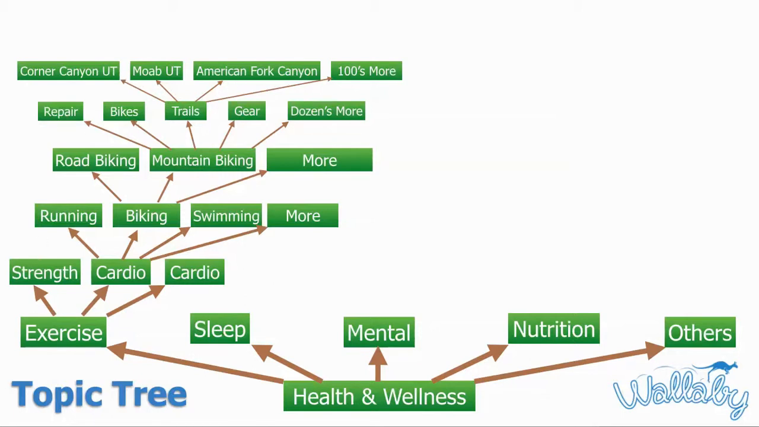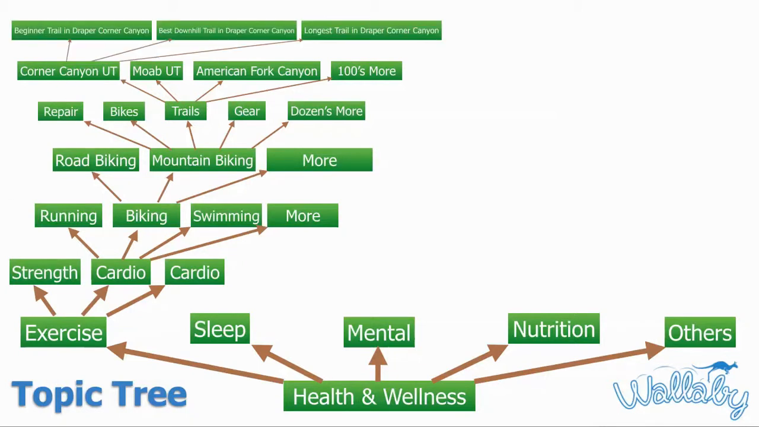So now if we broke down subtopics of Corner Canyon, this is where we're starting to get into the leaves. So we started with the trunk, we started to get into bigger branches, smaller branches, eventually we got into stems, and now we're talking about the leaves. The beginner trails in Draper Corner Canyon, or best downhill trail in Draper Corner Canyon, the longest trail in Draper Corner Canyon. We could think of dozens of very niche subtopics.